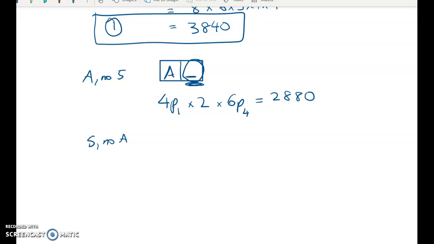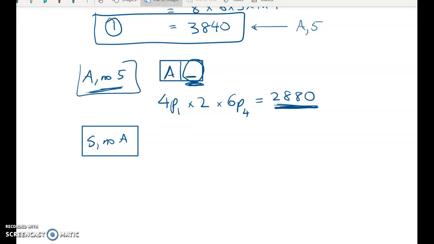Okay, so I got up to here where we had 2,880 ways to have an A and no 5, and we'd found this was the way to have an A and a 5. So the last scenario I've got to look at is this one here, a 5 and no A, and then we're just going to add those three numbers together.